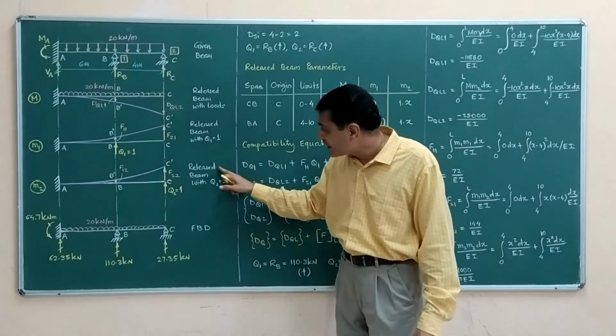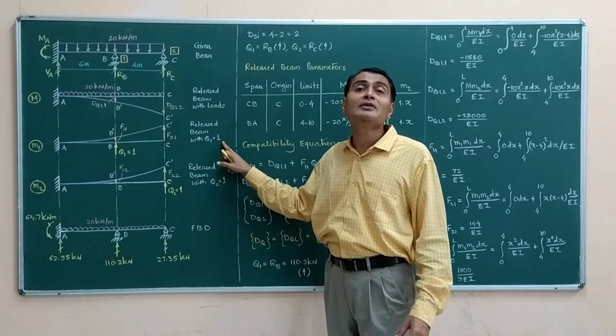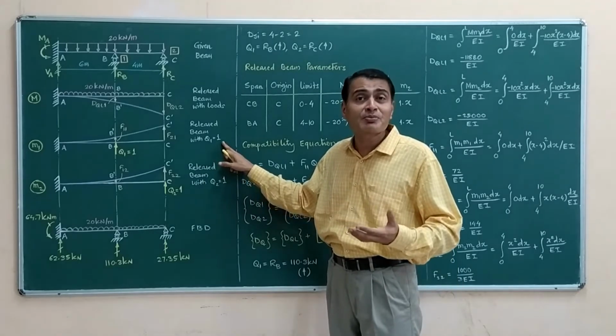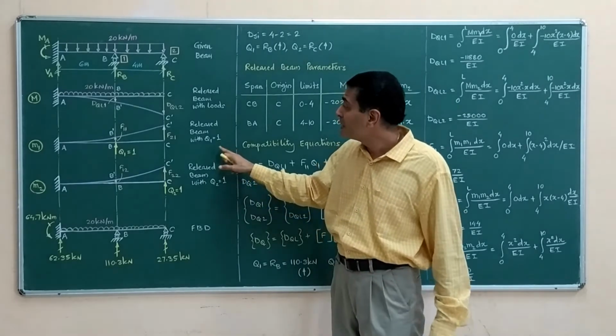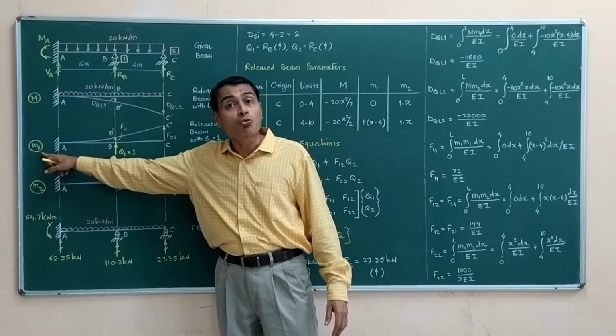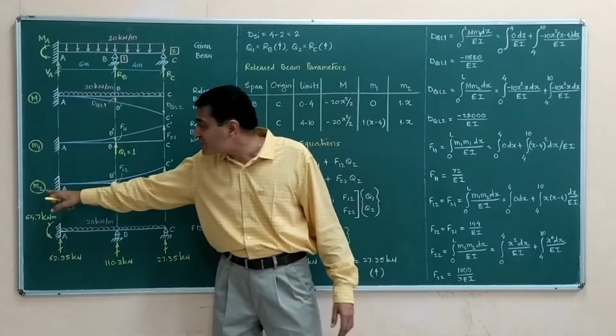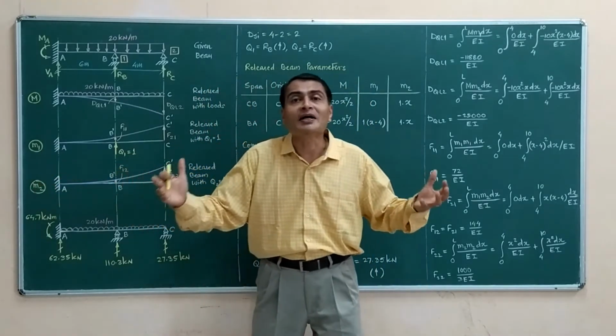I am writing released beam with Q2 equal to 1. Here I have written released beam with Q1 equal to 1. Since it is Q1 equal to 1, this diagram we call the M1 diagram. Since this is Q2 equal to 1, this diagram I am calling the M2 diagram.